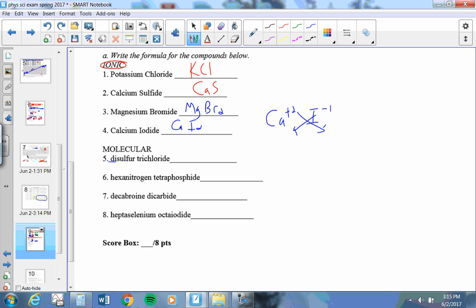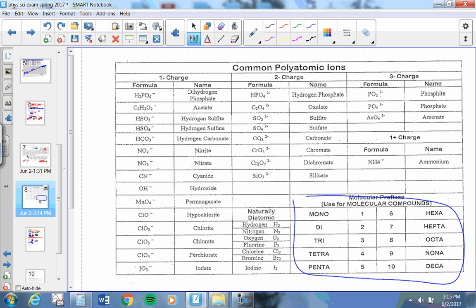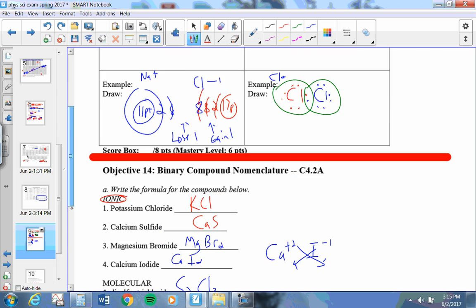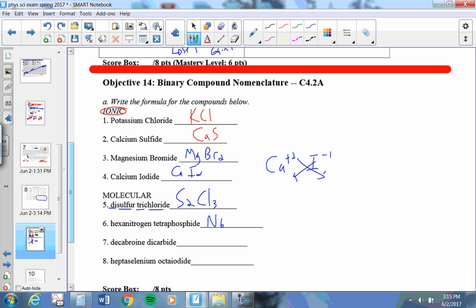how many. Disulfur is S2. Trichloride. Chloride is on the nonmetal side, it's Cl, and we put a 3 next to it. Hexanitrogen. Nitrogen is N, and according to this, hexa means 6. So I put an N6. Phosphide. Phosphorus is P. Tetra means 4. Deca. I think there was supposed to be an M there. Br is bromine. There's 10 of them.